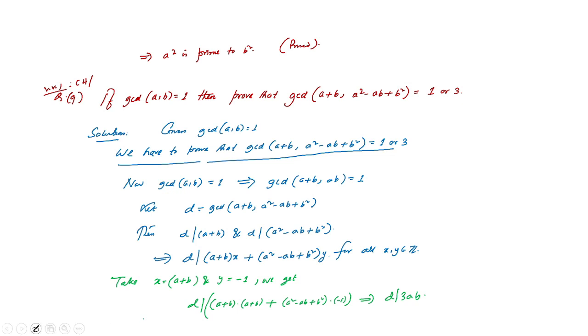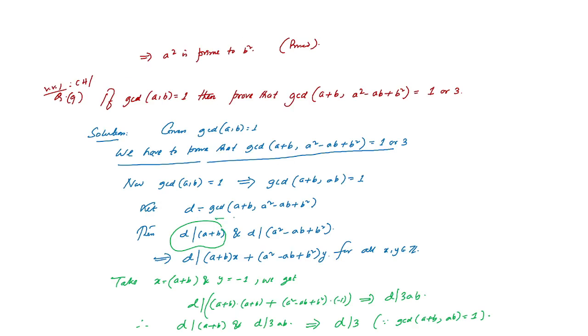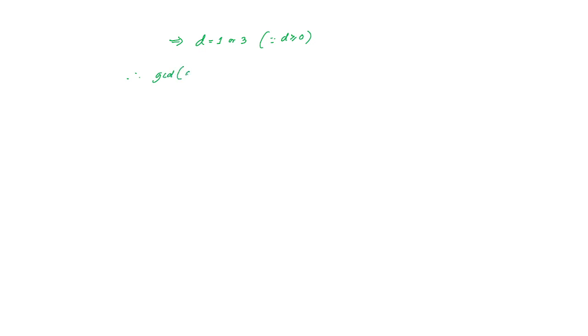So therefore, here you have seen D divides A plus B, and D divides 3AB. So these two imply D divides 3. Why? Because GCD of A plus B and AB equals 1. Since D divides 3, that means D is either 1 or 3, and you know the greatest common divisor is always non-negative. So what is our D? D was basically the GCD of these elements. So in place of D you can write GCD of A plus B and A square minus AB plus B square, and this will be either 1 or 3.